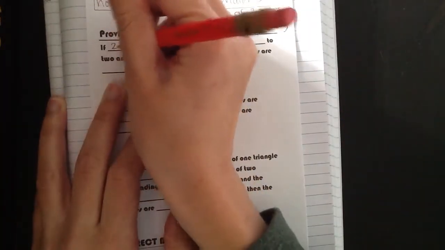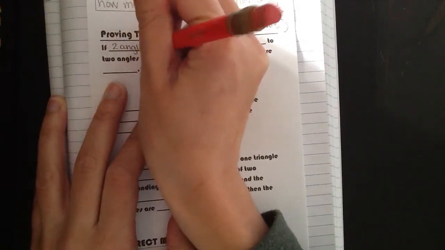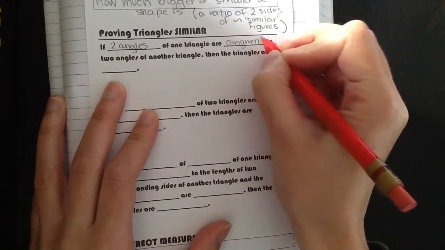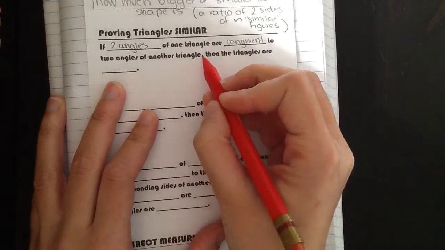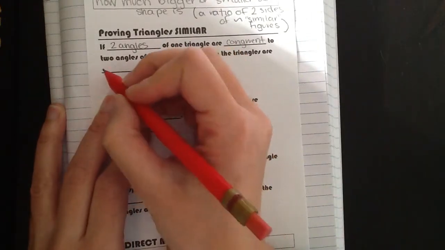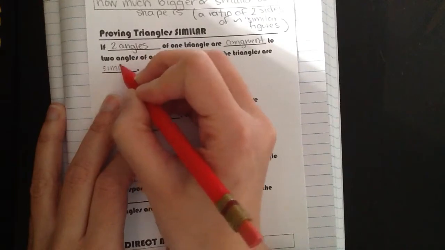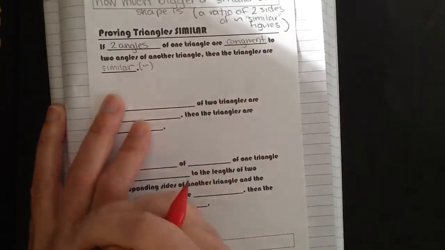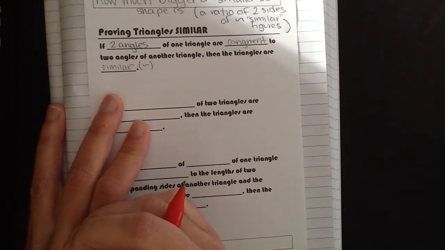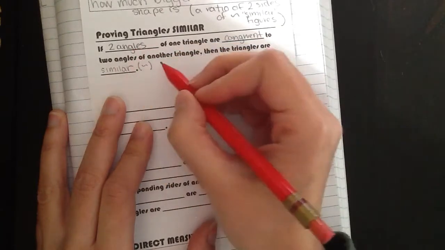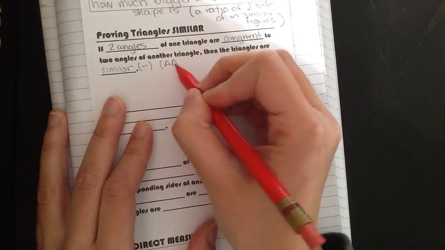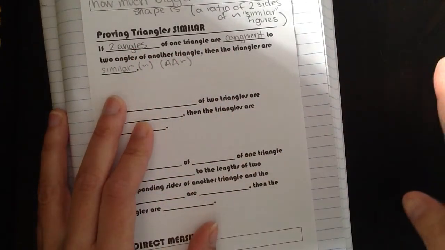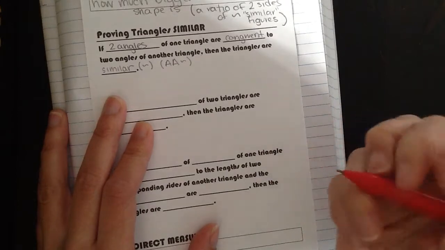If 2 angles of one triangle are congruent to 2 angles of another triangle, then the triangles are similar. And remember the symbol for similar is a little tilde, okay? Basically what this is saying is if you can look at a picture and find that 2 angles are congruent, this is the angle-angle similarity, then that's enough information to say that the triangles are similar, which is not very much at all.